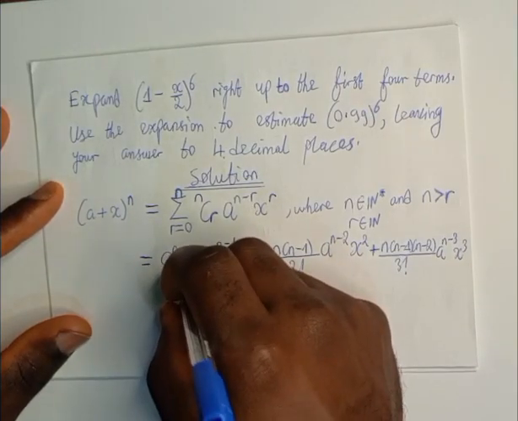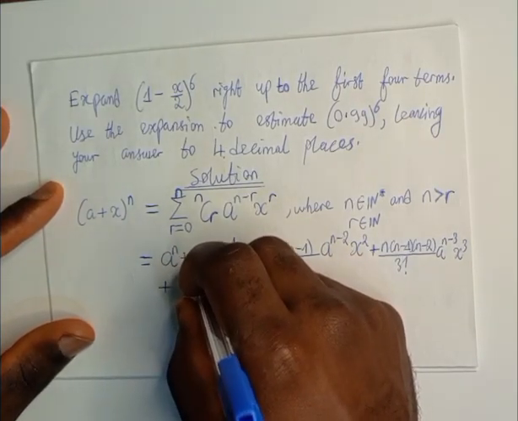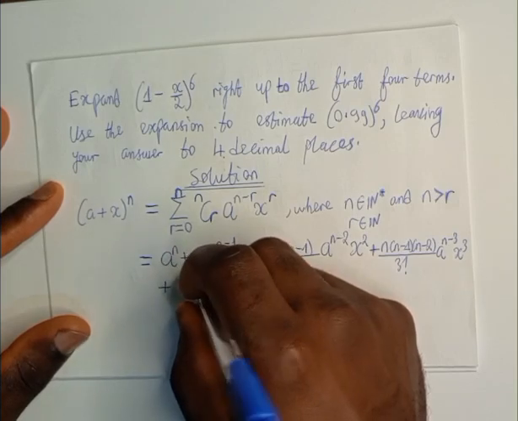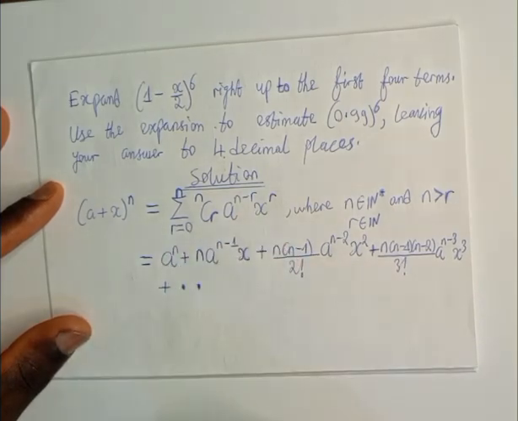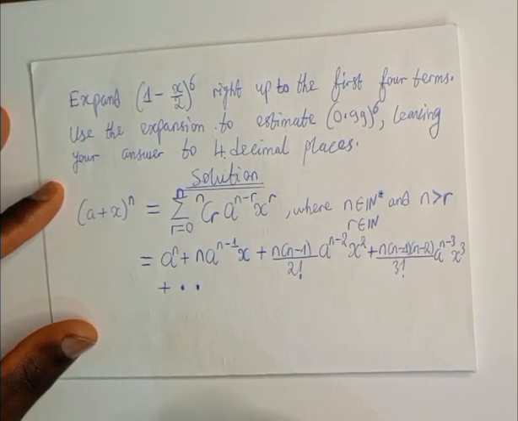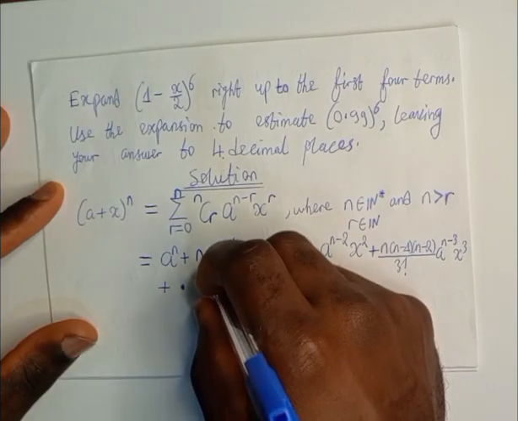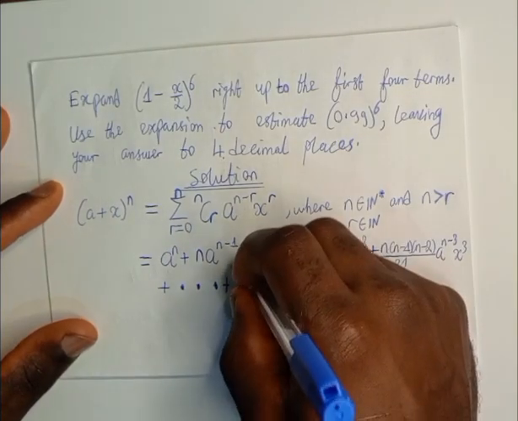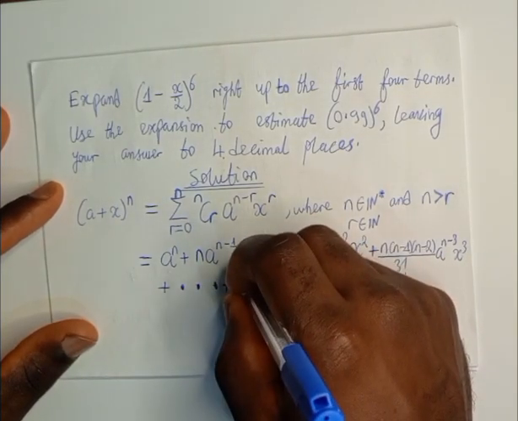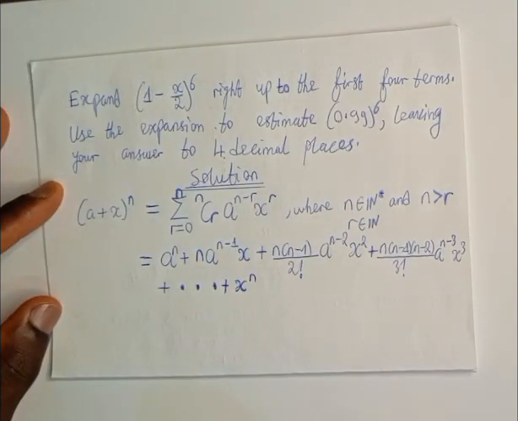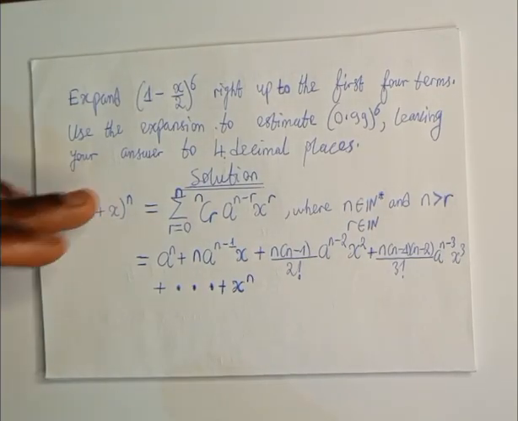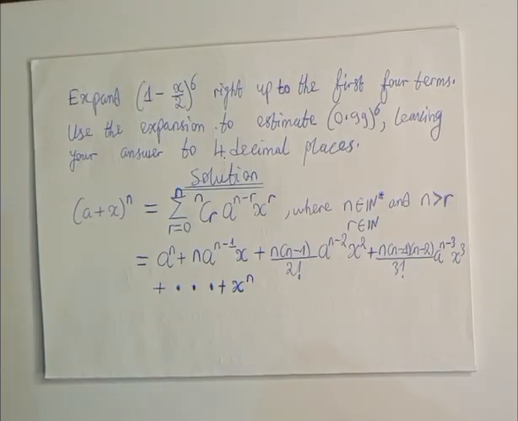plus 3 dots like this, right up to the term x raised to the power n, which is the last term. Since n is a natural number, that means the expansion will be finite.